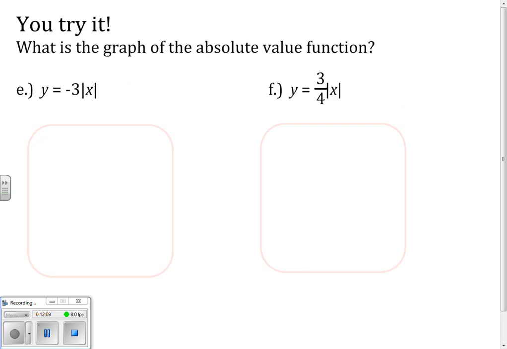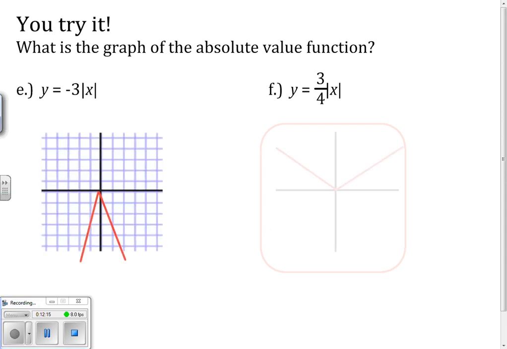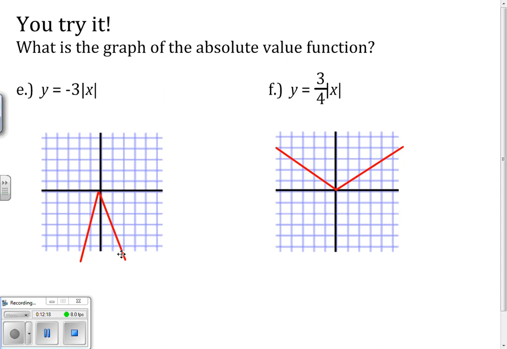Pause the video and complete the you try it. In letter E, the two transformations that have occurred are a reflection and a stretch by 3. In letter F, it has been compressed. So you'll notice stretches are skinny, compressions are fatter. My only complaint about these two graphs is make sure that your graphs have arrows on the end, because absolute values do keep on going in terms of the ends of them.